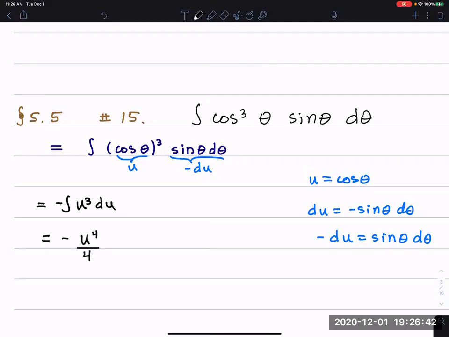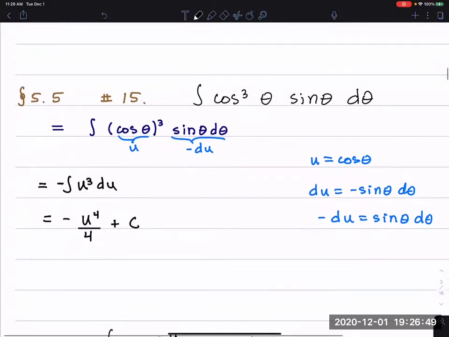The antiderivative of u to the third is u to the fourth over 4. So I take 3, add 1, and get 4. I'm going to put plus c, and now I'm going to plug in what u is. U is cosine theta. I could write 1/4 times that, or put the whole thing over 4. They both have the same meaning.